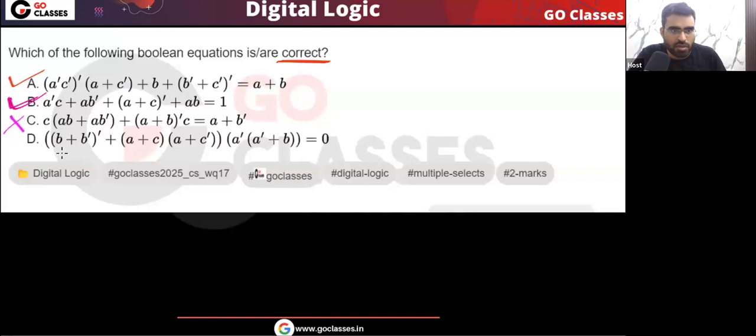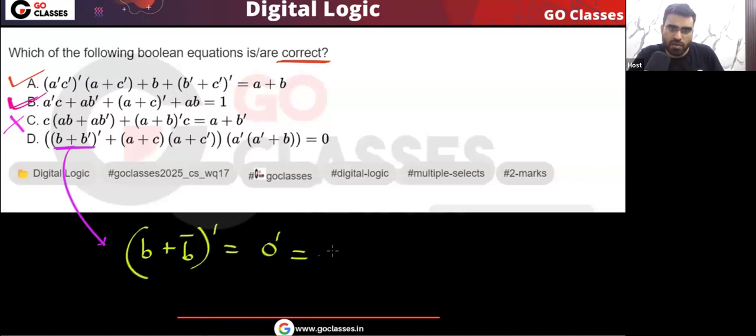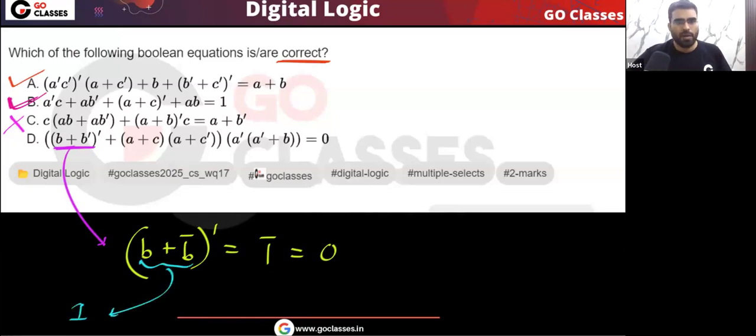In option D, you have B or B bar whole bar. You tell me what is B or B bar whole bar? That will be 0 whole bar, sorry, that will be 1 whole bar. Because B or B bar, that will be 1, and 1 whole bar, that will be 0. So this is very simple.